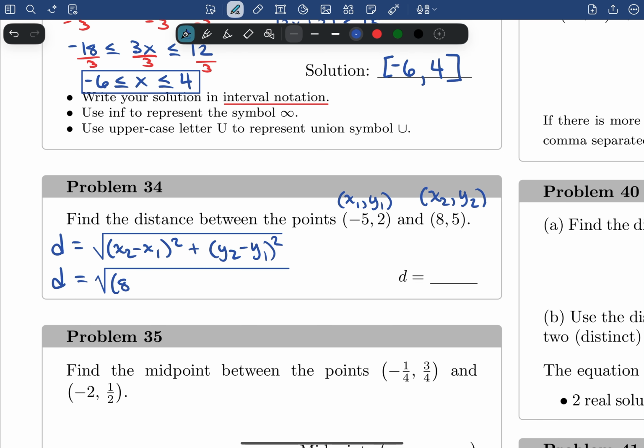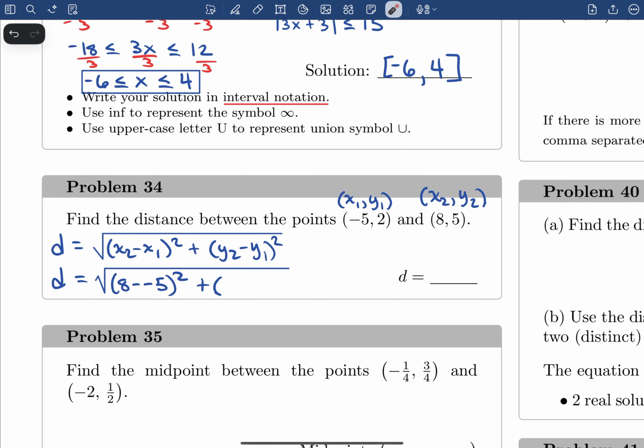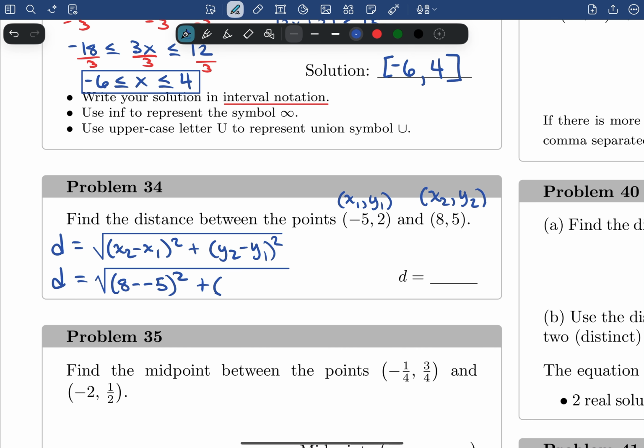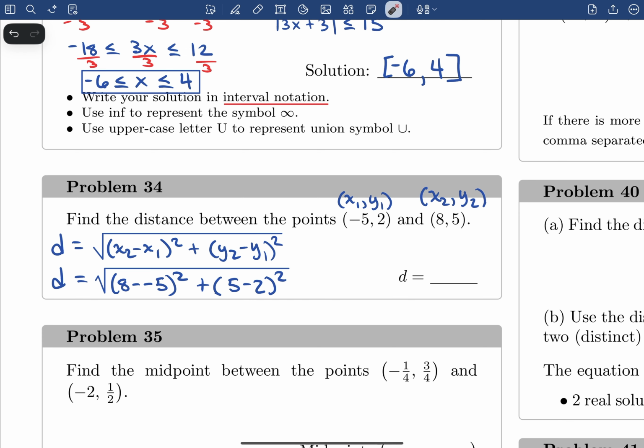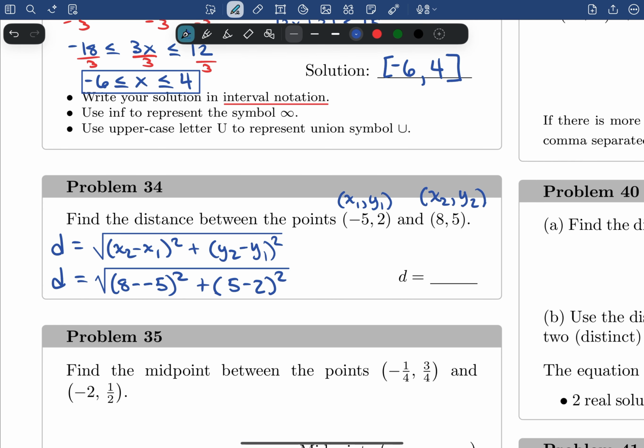So I take 8 and subtract negative 5, squaring that, plus y2 minus y1, well, that's 5 minus 2 squared, like that. Now, when you plug things in, be careful with negatives, because we already have the minus sign of the formula, and then the negative value comes next. That's a double negation, which we will turn into a positive. Kind of like we saw earlier with the slope formula.